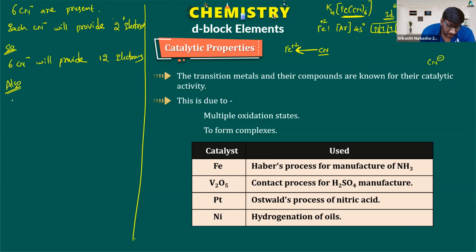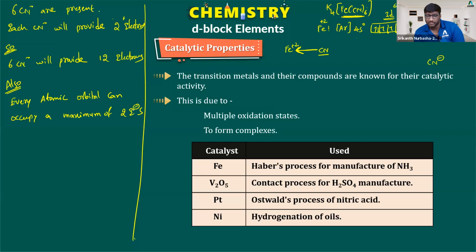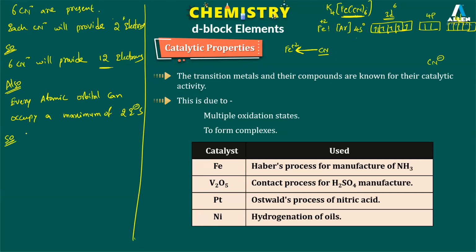Also, every atomic orbital can occupy a maximum of 2 electrons. Listen carefully again. In K4[Fe(CN)6] complex, 6 cyanides are there. Each cyanide is giving 2 electrons because it is forming a coordinate bond with the metal. 6 cyanides are there. So 6 into 2, 12 electrons are going to be shared with iron and cyanide. Also, every atomic orbital can occupy a maximum of how many electrons? 2 electrons only. So how many atomic orbitals are required to occupy 12 electrons? 6, obviously.